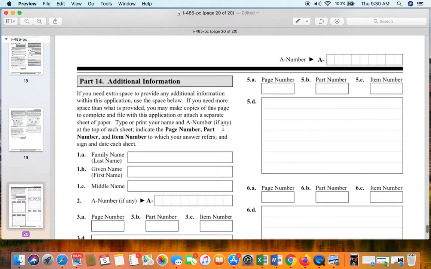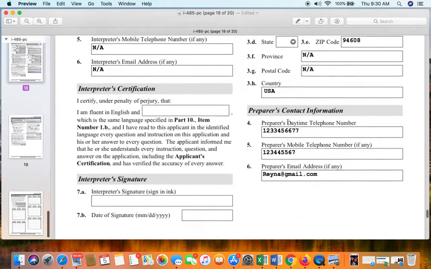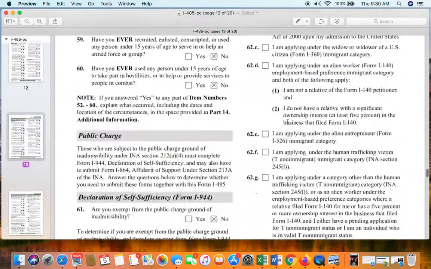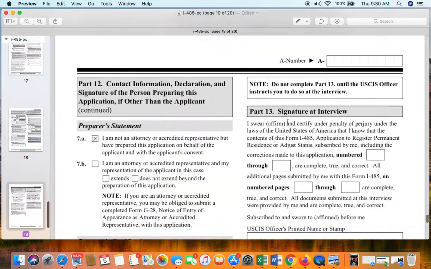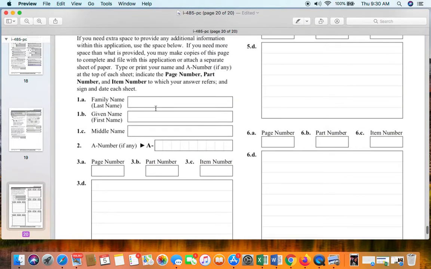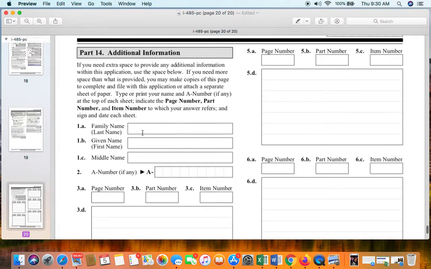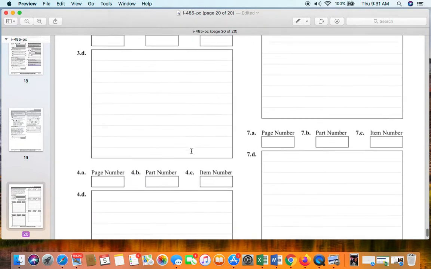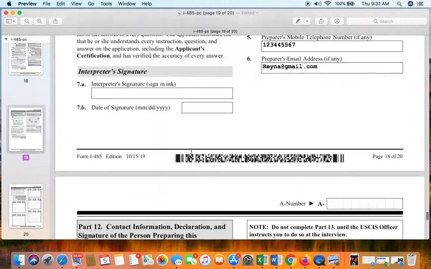And Part 14, additional information. This is the additional information that they always mention earlier. If you have more information about extra addresses, you can put it right here, okay? Like if you lived at more addresses, or if you moved to different places, you can put your address and your alien number here. But since this is not applicable for me, I'm not going to put anything on it.